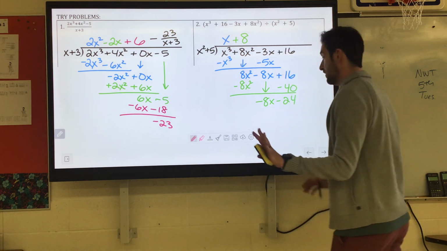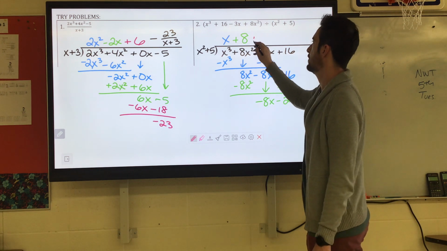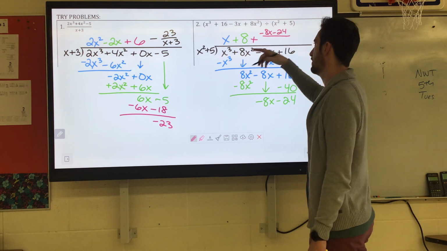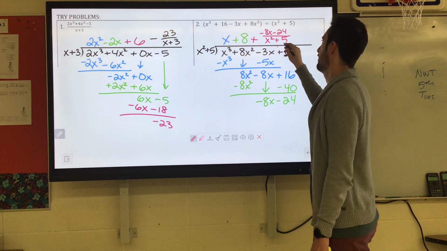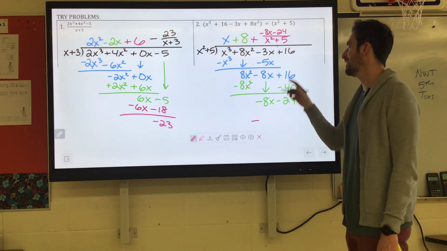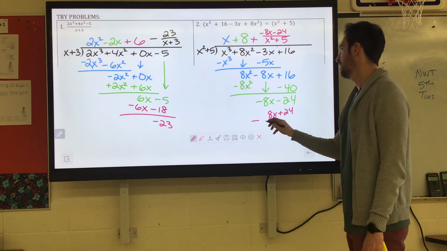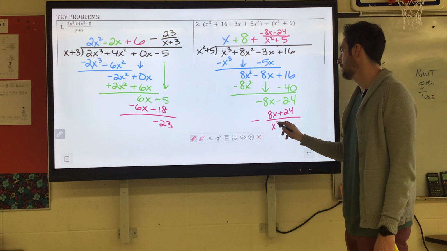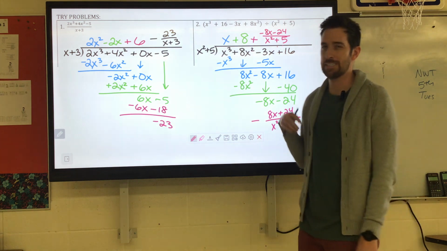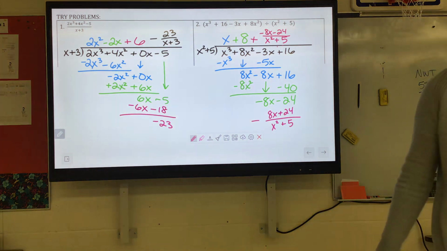All right, here again is a little bit of trickery. On this one, you could write plus negative 8x minus 24 over x squared plus 5. Or, if you want to make it minus, you'd have to change both of those. So it would be like minus 8x plus 24 over x squared plus 5. So that is a little tricky. Maybe you're better off just always writing plus and then negative whatever. But that would be your final answer on the second try-it-yourself problem.